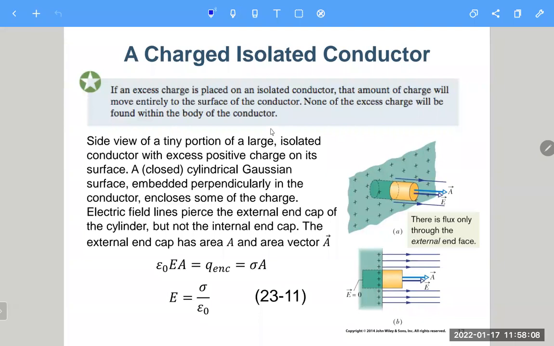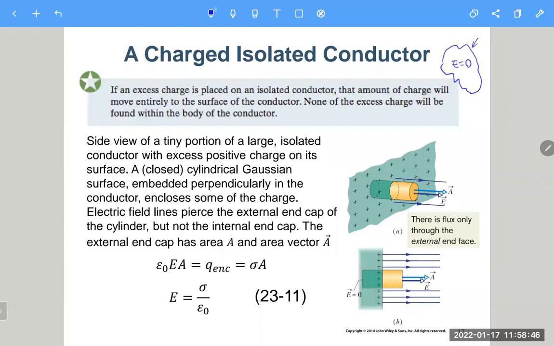So this is different from the insulator. For the insulator, it can have a fixed charge distribution, but for the conductor, suppose this is a conductor, then if we assume that there are some charges, no matter positive charge or negative charge, on this conductor, then all the charge will go to the surface. All the charge will go to the surface, and also E is 0 inside the conductor.